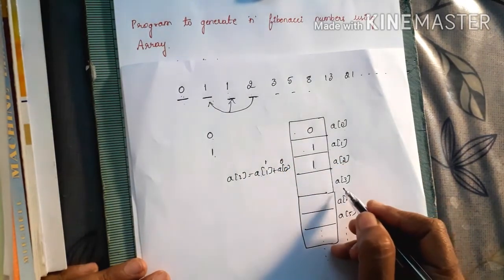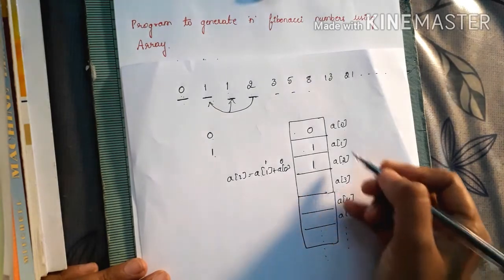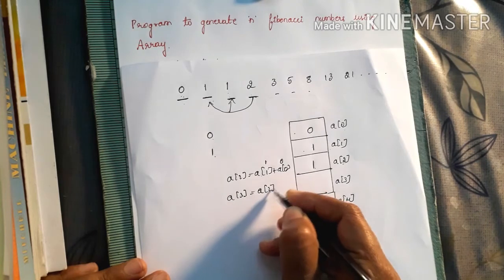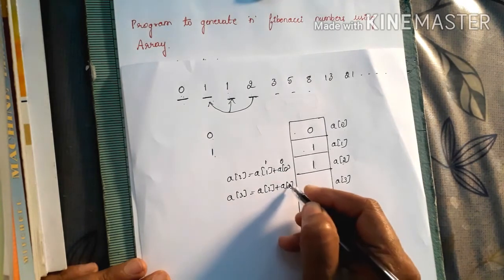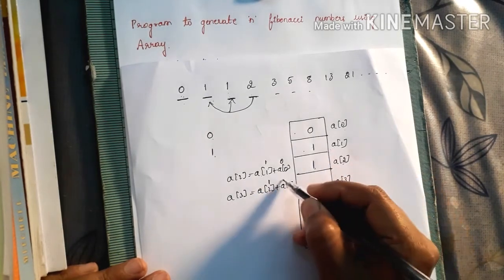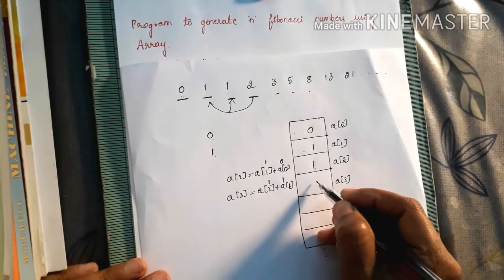In the same way, A of 3 is sum of previous two terms. So, A of 3 is equal to A of 2 plus A of 1. That is, A of 2 value is 1 and A of 1 value is 1. 1 plus 1 is 2.